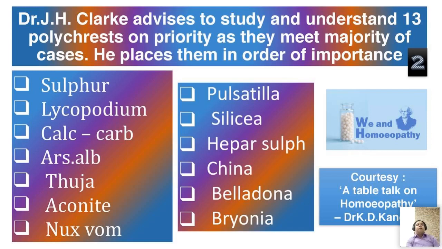Dr. J.H. Clark advises us to study and understand 13 polycrests on priority as they meet the majority of cases. He places them in order of importance. So you can just read them.